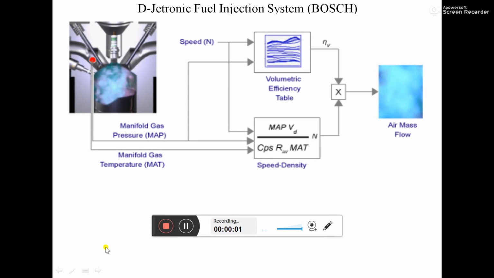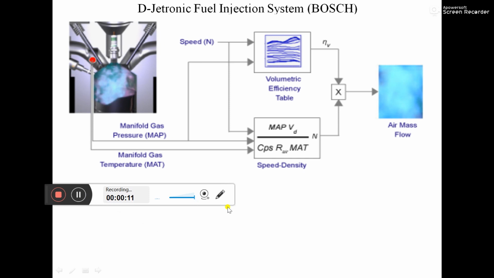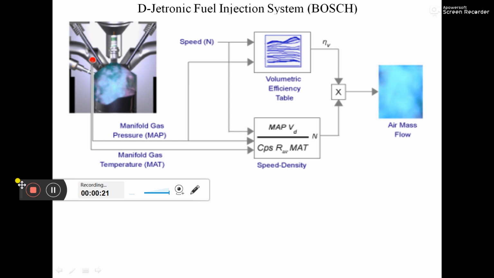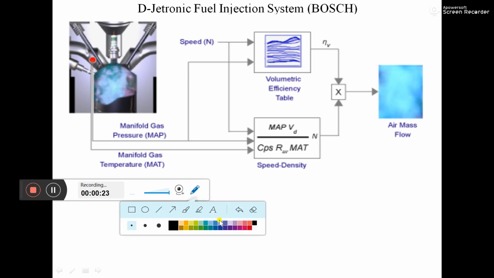Now we will see the calculation of mass of air injected into the combustion chamber. So we know the general formula, that is PV is equal to MRT. Okay, so we will start with that formula. That is PV is equal to MRT.